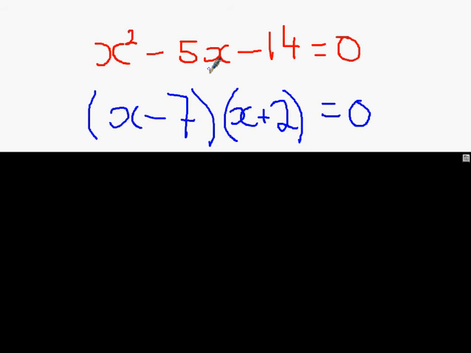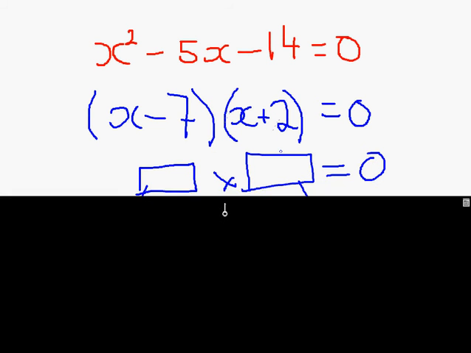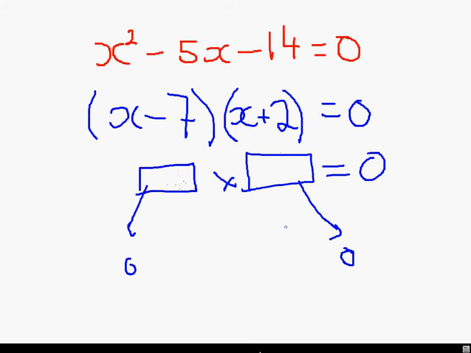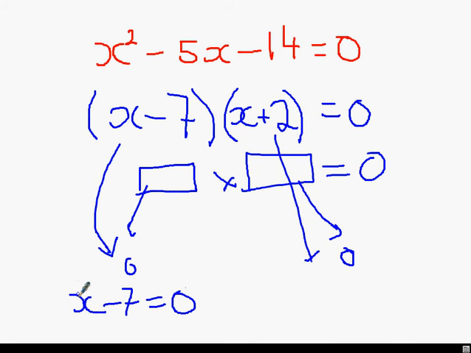Now, I'm not going to go into factors. I've already done loads of questions on factors, so you know that you can factorize this into x minus 7 times x plus 2, and that's equal to 0. And as I said before, when you have something multiplied by something else, and that's equal to 0, then you know either this is equal to 0, or this is equal to 0. So let's think about that. If x minus 7 equals 0, what does this number have to be? Or if x plus 2 equals 0, what does this number have to be?